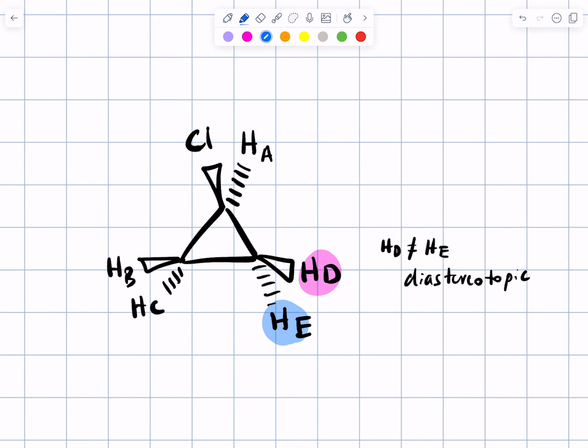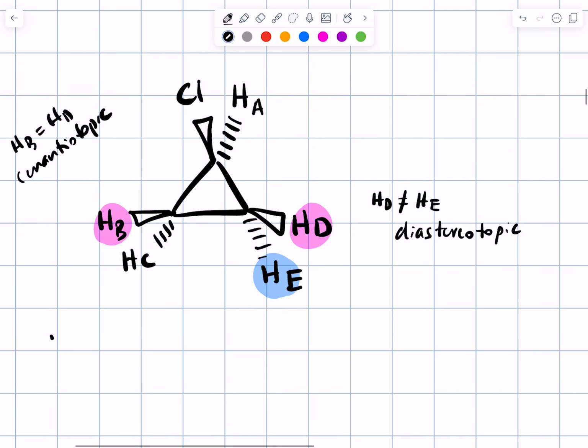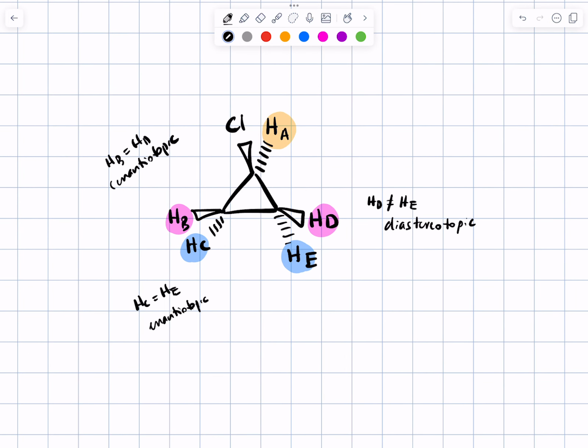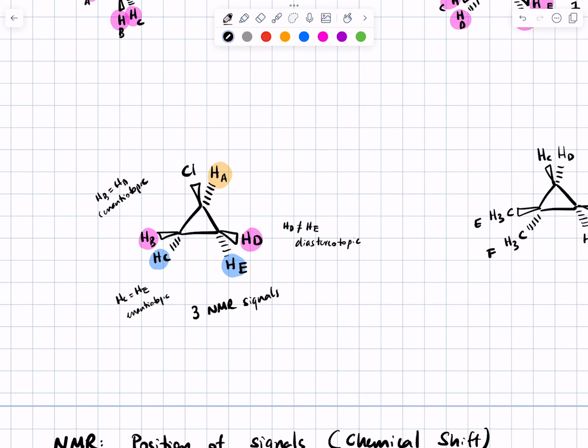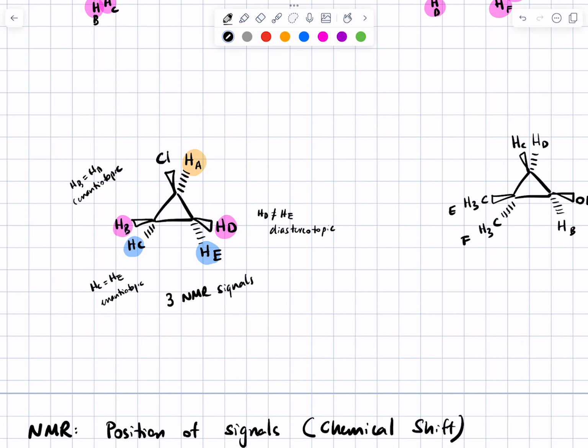However, by mirror symmetry, B and D are equivalent to each other. We would say they are enantiotopic. Similarly, we could say that C and E are enantiotopic. And then A is its own thing. So we would expect to see three NMR signals for this chlorocyclopropane.